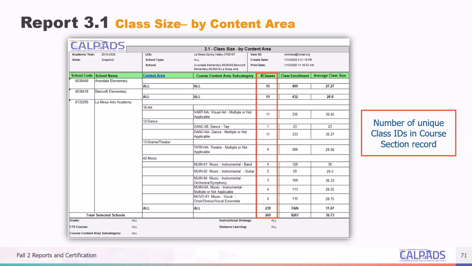And so this breaks down each course and it provides the average class size. The class ID in the course section is what's used to determine the class size. So if you have a class ID shared amongst many courses, that's going to inflate the class size for a course and then in turn affect the average class size.